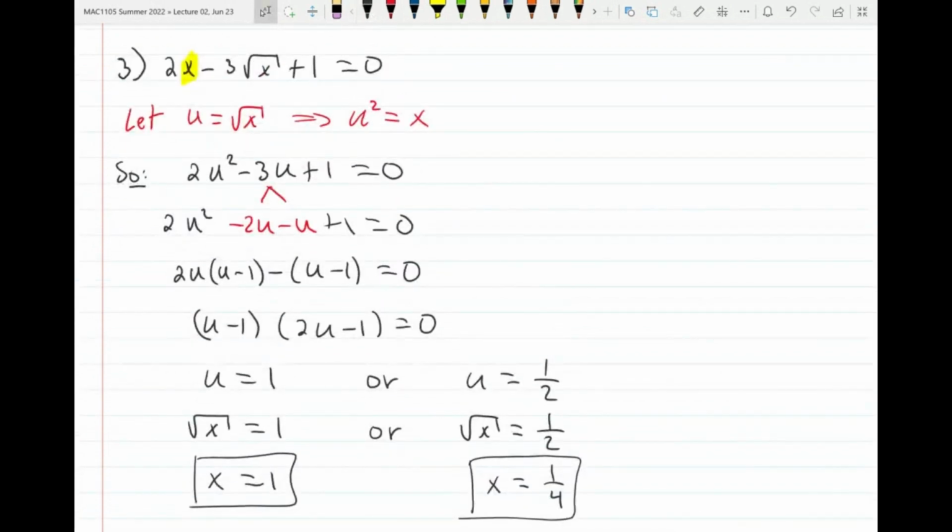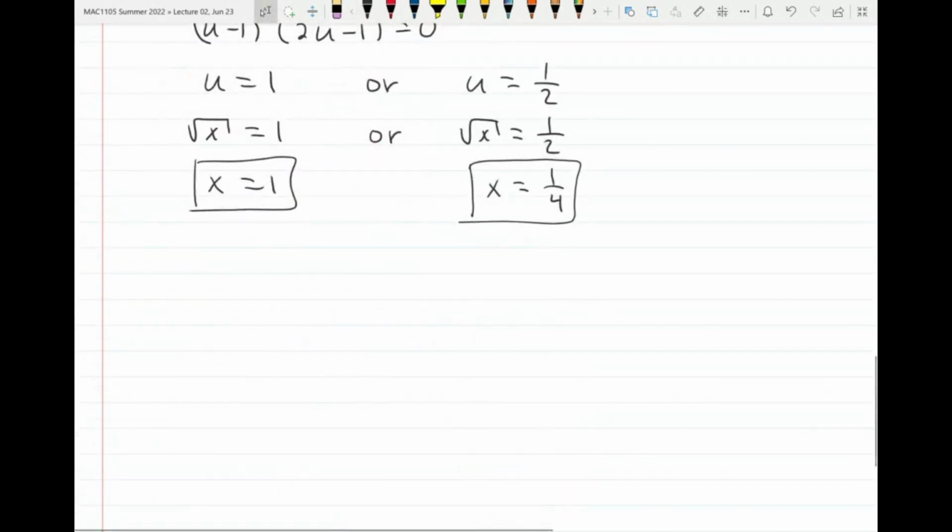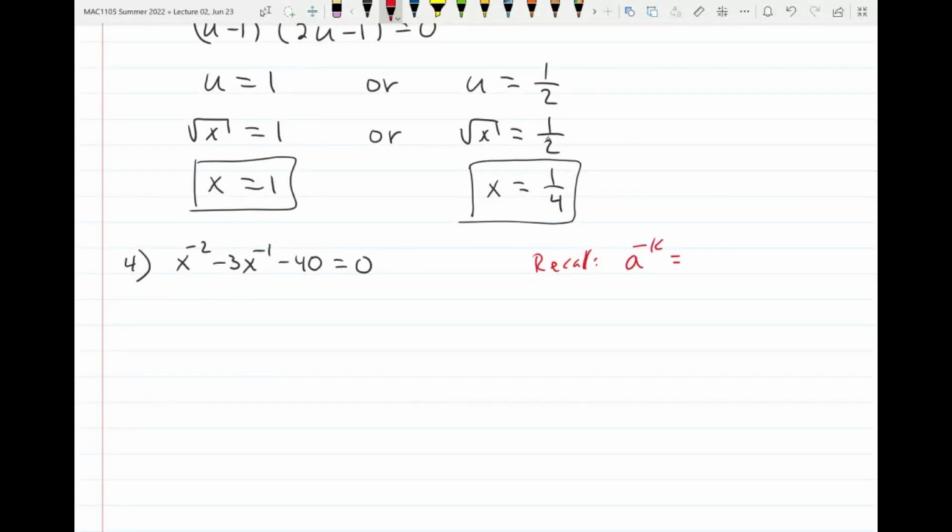Okay. So how about the other one? Do you know how to understand negative exponents? Here we have x to the negative 2 minus 3 times x to the negative 1 minus 4. Recall, if you have a to the negative k, this is 1 over a to the k. So if you have a negative exponent, you can write it as a fraction and change the sign. Instead of doing that, we recognize this as quadratic in type.